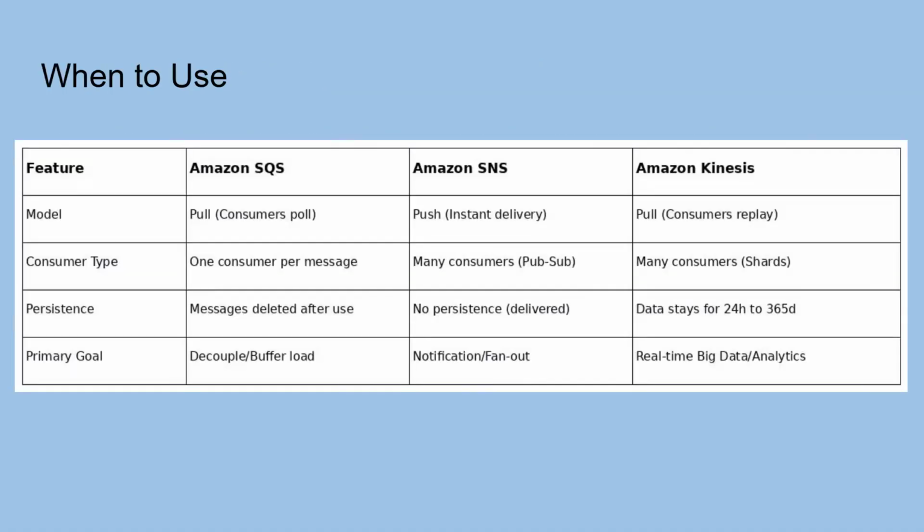So when to use all these, out in a graph form. You can see here we have SQS. We want to model it as a pull. The consumers pull it. Consumer type: it's one consumer per message. The message is deleted after use. And it decouples and buffers load, which are the primary goals for that.